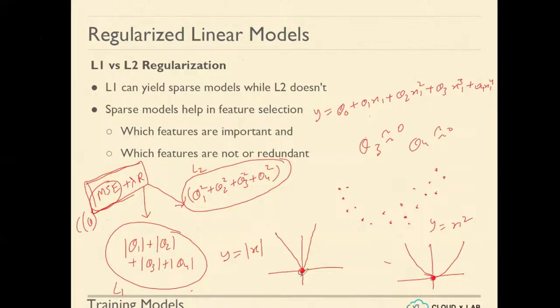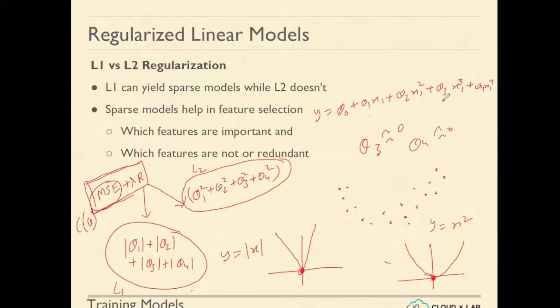But here we will get perfectly 0 value, because it's a V-shaped function. In case of y is equal to x square, you will get a value very close to 0, but not exactly 0. So if you use L2 regularization, it will penalize theta values and they will become small, but theta will not be exactly 0, because of the shape of the y is equal to x square function. But if you use L1 regularization, it will make these theta values exactly 0.